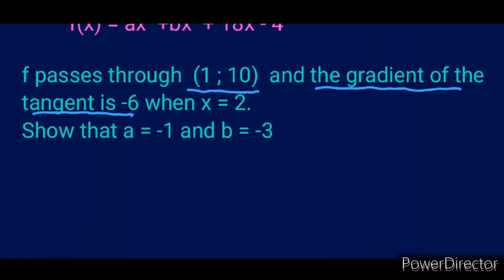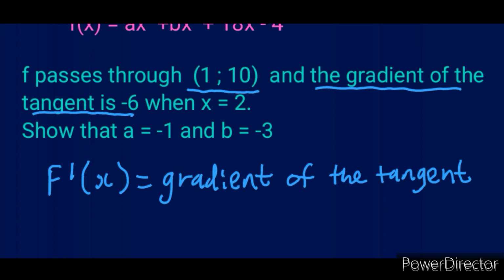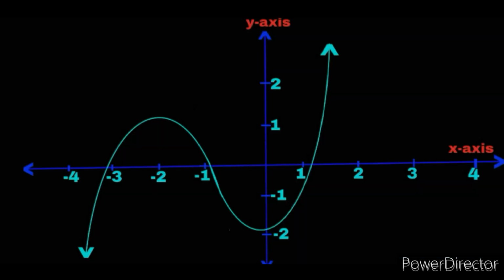First of all, you have to memorize the fact that the first derivative represents the gradient of the tangent. It's very important, especially for those who are my students. Please memorize that the first derivative means the gradient of the tangent at a point. Let me give you a clear understanding of tangents.